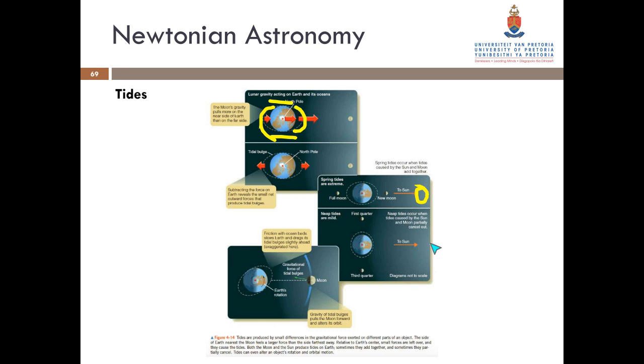And then we have neap tides. That is when we have the sun over here. So let me draw it. We have the sun over here, and then the moon is over here. So the influence of these two now counteract one another, and then our tides are mild. Do you understand the difference between these two? Awesome. And that is tides.